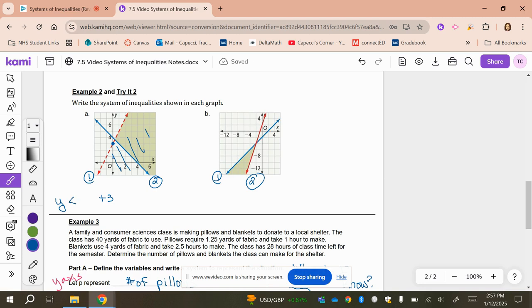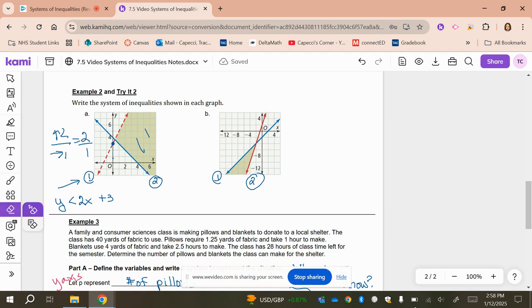Now I have to find the slope of the line. So there's a point that goes through the corner of a box. Here's my next one. So I'm going up 2 to the right 1. So when I go up 2 to the right 1, my slope is 2 over 1 or 2. So just kind of slide that in there. And I have y is less than 2x plus 3. And that's the inequality of the first equation, the first inequality statement, okay? Let's look at the next one.